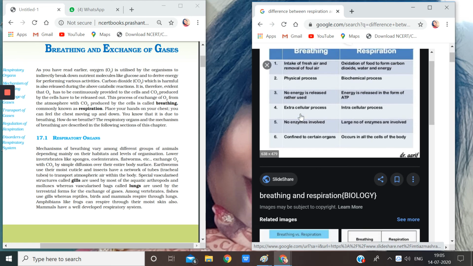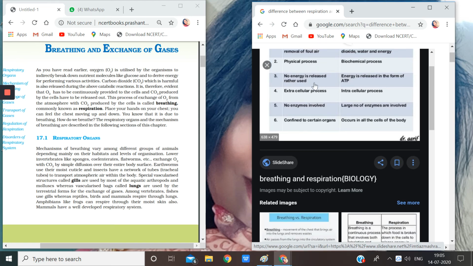Yes, no energy is released, rather energy is used. You see, when we breathe, a lot of muscles are used here. The muscles are getting contracted and relaxed. So for that also we need some energy. For breathing we need some energy. So energy is not released, rather energy is used.